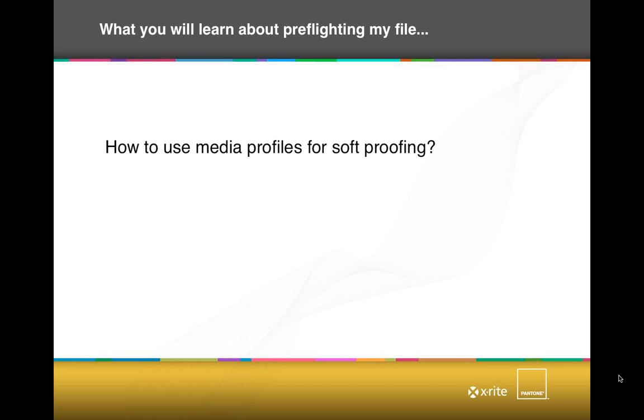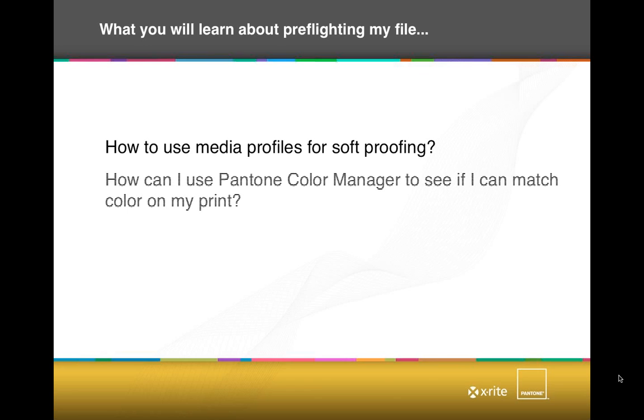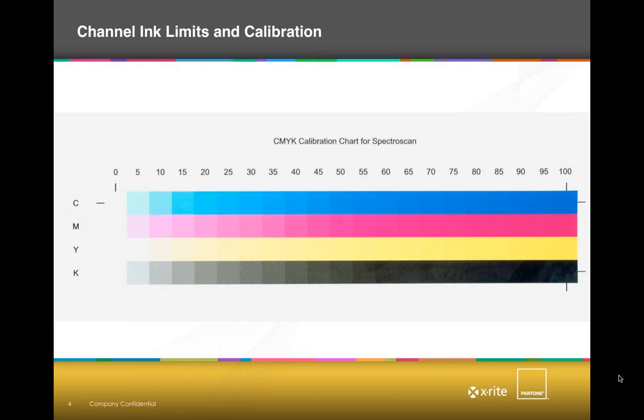We're going to talk about the concept of pre-flighting my file, and that's where you would use the profile you build in something called soft proofing, and we'll touch on that in Photoshop. There are other programs that do soft proofing, but Photoshop's perhaps the most prevalent and powerful. We're going to talk about Pantone Color Manager and how we can see whether we can effectively get a particular color in your print.